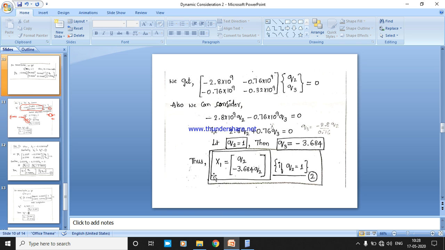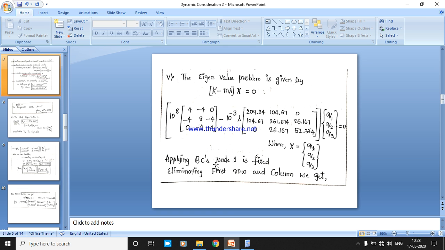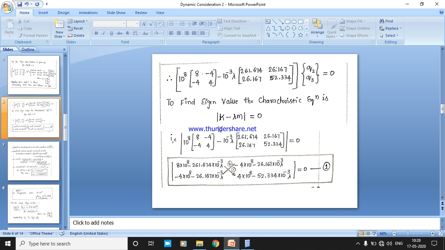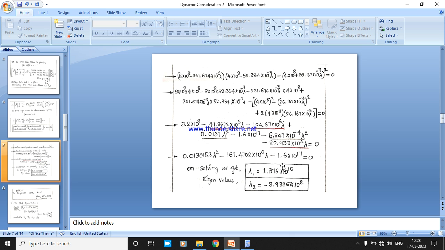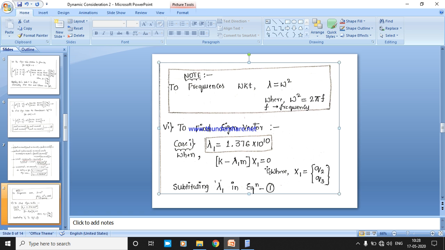So first, simplifying the global mass matrix. By this I found the eigenvalues using the characteristic equation, lambda 1 and lambda 2. Now to find the eigenvector for the case 1, lambda 1, you need to consider the same thing and then solve.